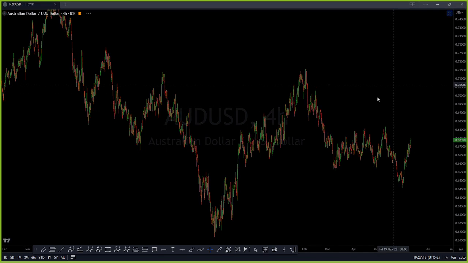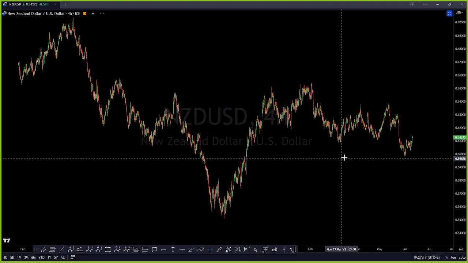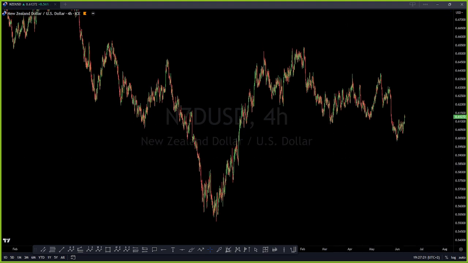So there's a beauty of having something else that will confirm and tell you when the market is ready to make a move to the upside. Your New Zealand US dollar picking up from the last week.